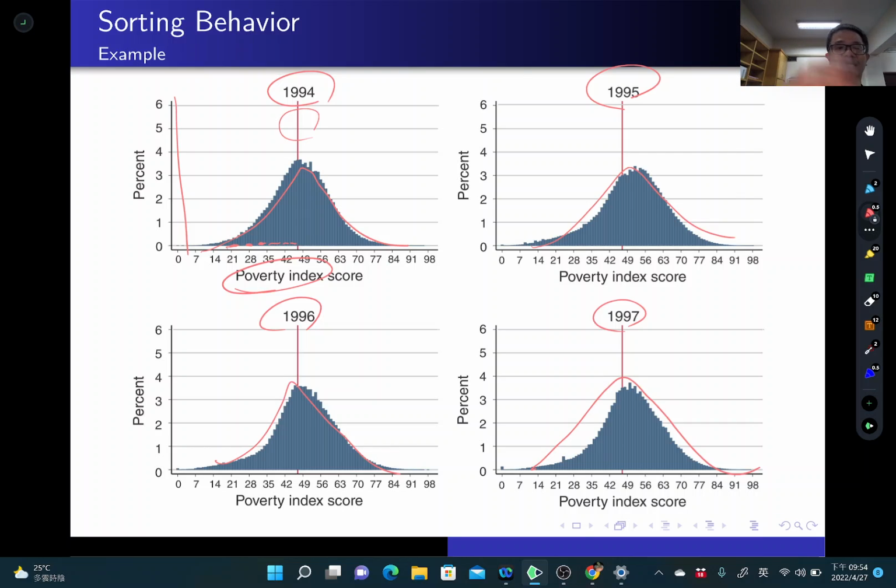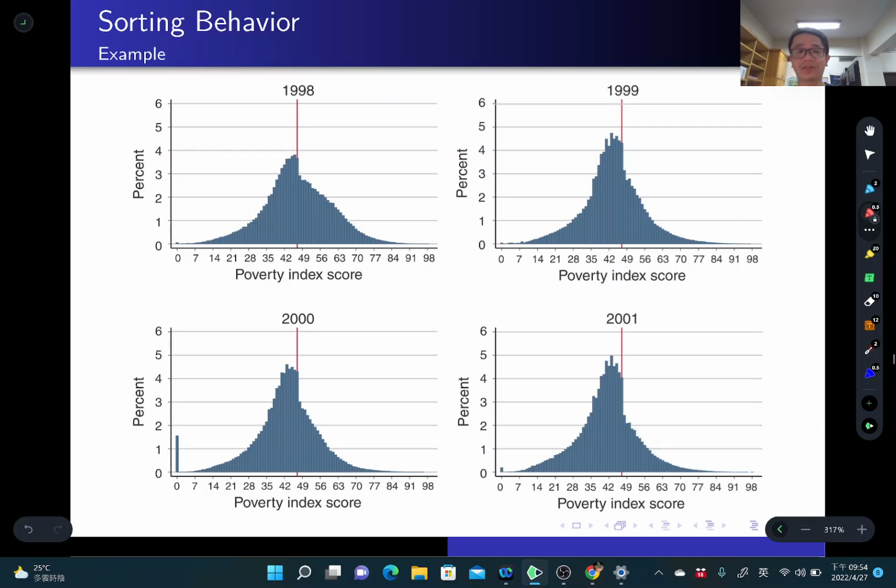Right below the cutoff, you can receive the cash transfer. But before 1997, people don't know how the government calculates this, so there is no manipulation. But after 1997, people know how to calculate this. So you can see in 1998, actually, a lot of people bunch around the cutoff, right below it, to make sure they can receive the cash transfer. The same happens in 1999, 2000, and 2001.